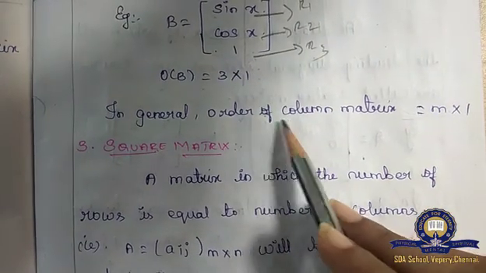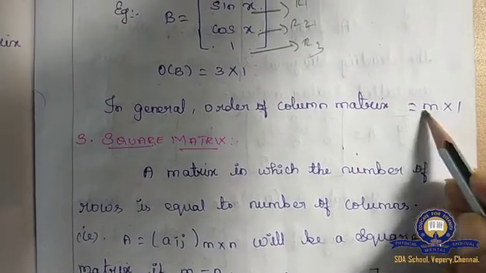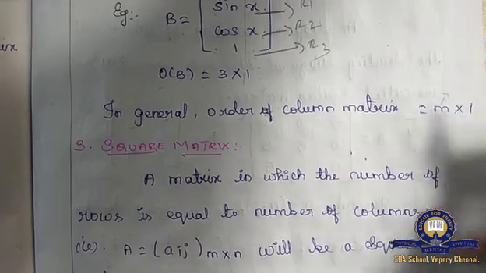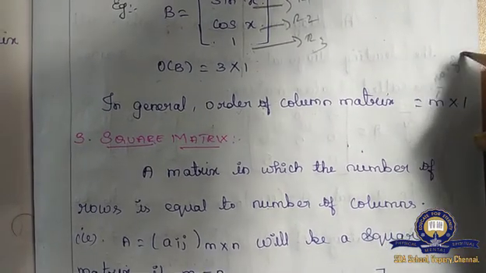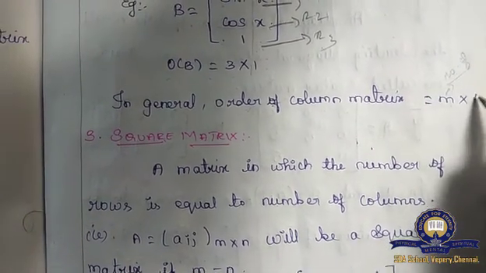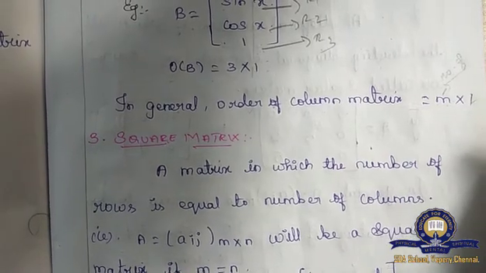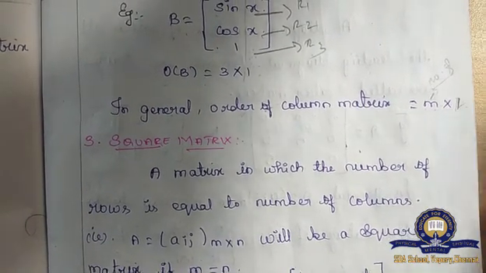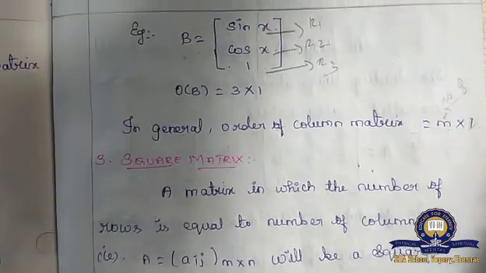So the general order of the column matrix is m cross 1, where m is the number of rows. We have n number of rows, whatever it is, and how many columns should we have? Only one. So this will be considered a column matrix.